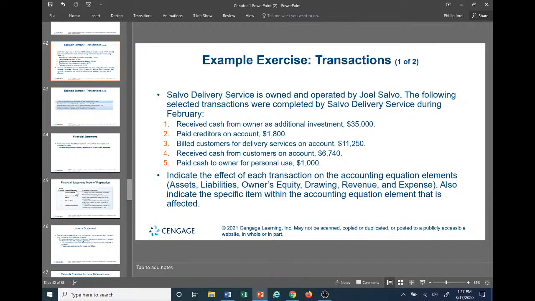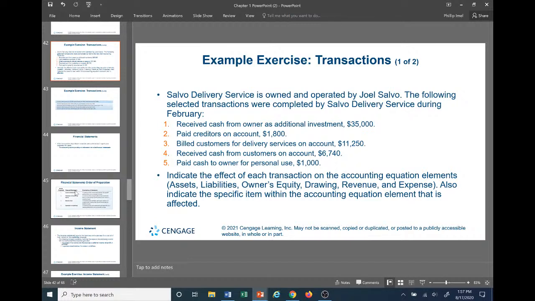Meaning the assets, liabilities, owner's equities, drawings, revenue, and expenses, okay? And then also indicate the specific item within the accounting equation element that is affected. So pretty much we're just practicing this example on some transactions, same thing we just did, going through transactions A through H on the accounting equation.